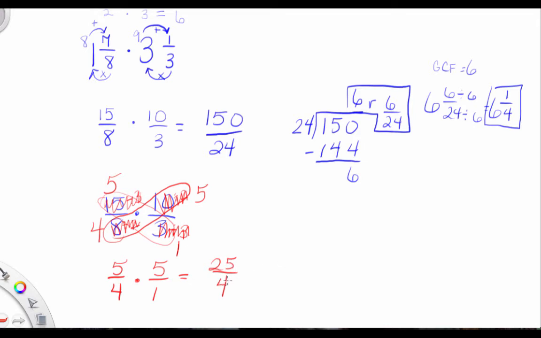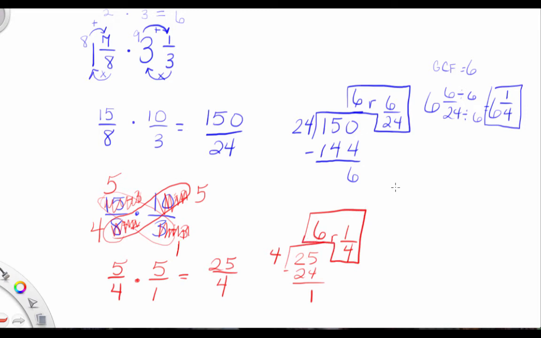And this is still an improper fraction, so I do have to divide. So I would do 25 divided by 4. 4 goes into 25 6 times. 4 times 6 is 24. 25 minus 24 is 1, so my remainder is 1/4.